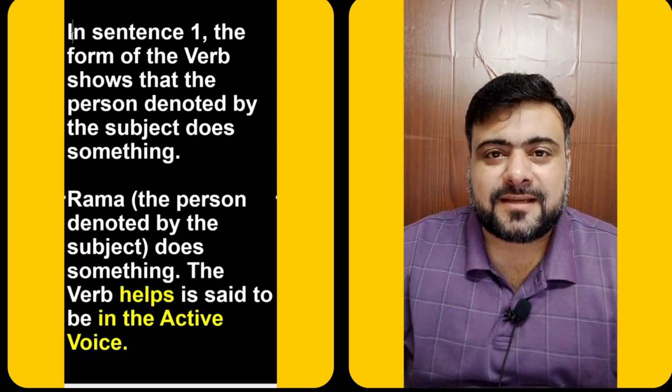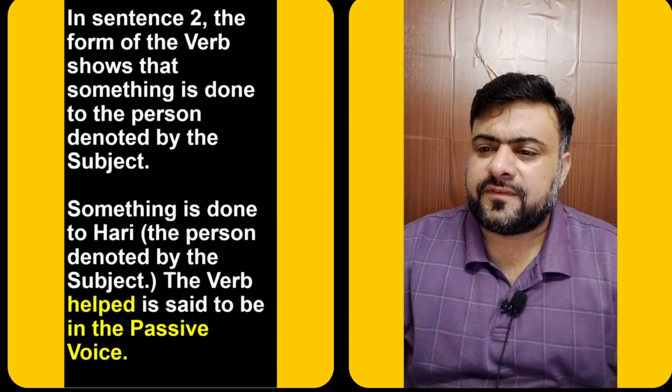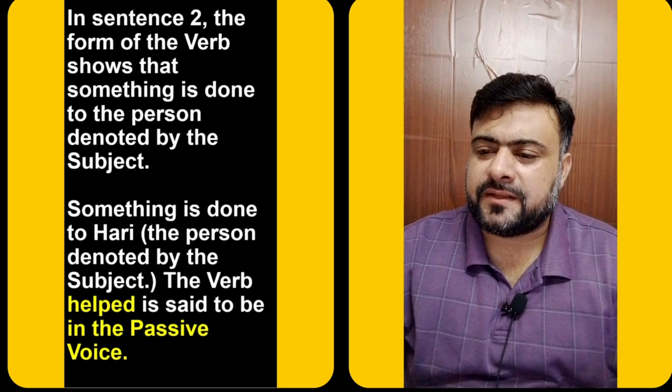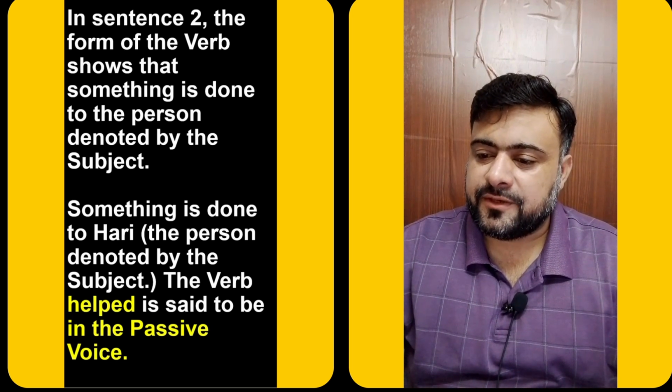So we can say the verb helps has been used in the active voice because the subject of the sentence is doing something itself. In the second sentence, the form of the verb shows that something is done to the person denoted by the subject. Something is done to Hari, the person denoted by the subject. The verb helped is said to be in the passive voice.